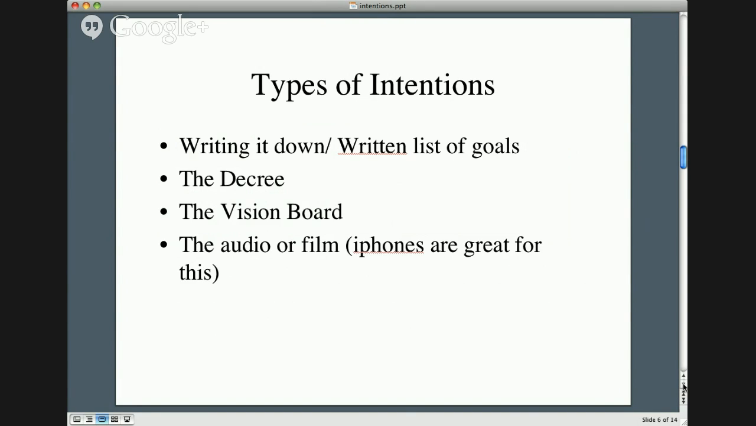The decree is when we claim it, when we speak it, right? So sometimes we've said things like, I'm going to make this happen, and we're very definitive about it, and we speak it into existence. So that's the decree.